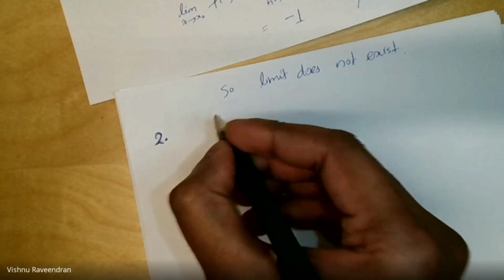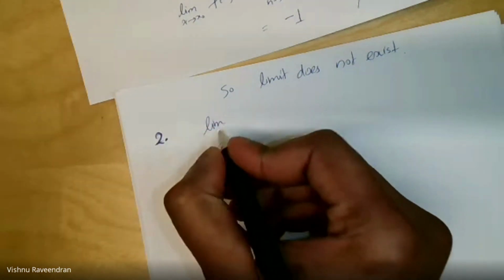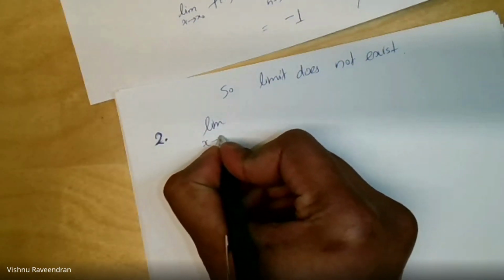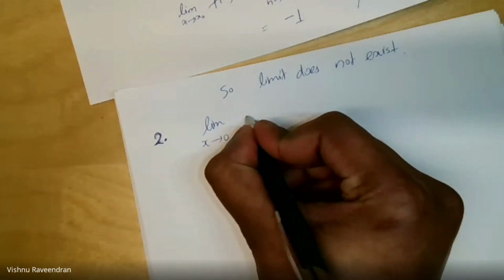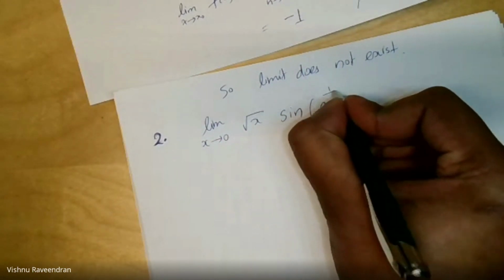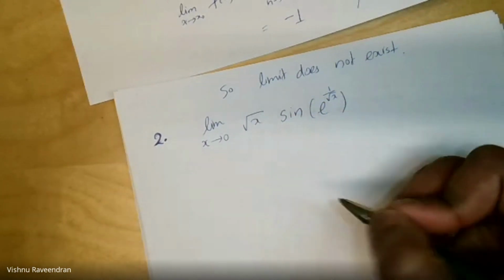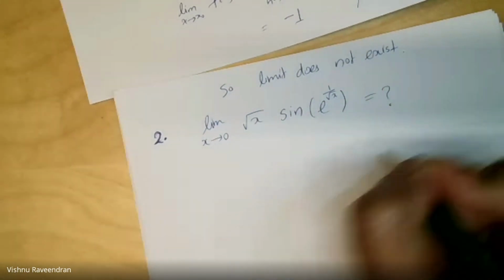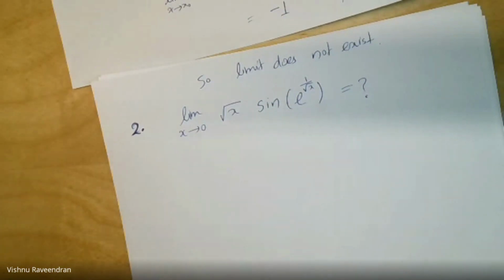So let's move to the next question. Limit x going to 0, root x sine e to the power 1 by root x. Find the value of this function. So, anyone have any idea how to approach this?